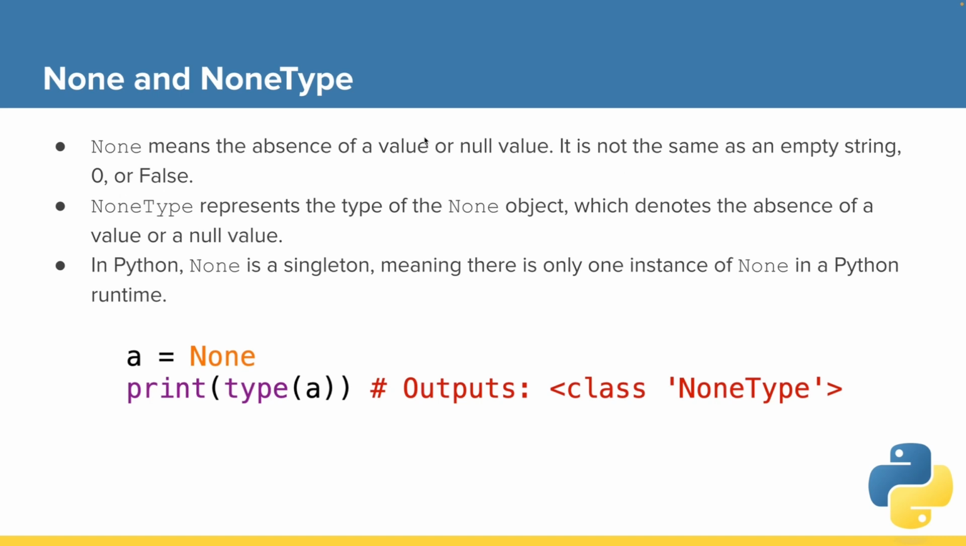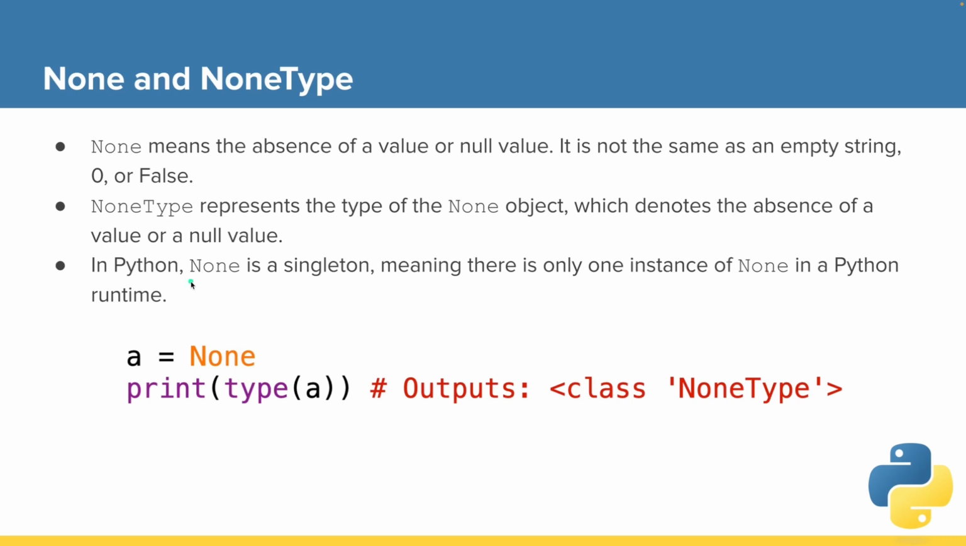It's really to denote that there's nothing there. There's no value at all. So what that is called in Python is none. It's a reserved keyword. We could set it equal to a variable if we desire. And if we print the type of that, it will output none type. So none is what represents the null value or absence of a value, and none type is the type of none.